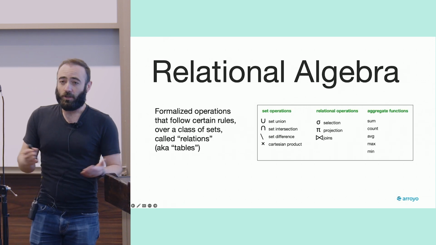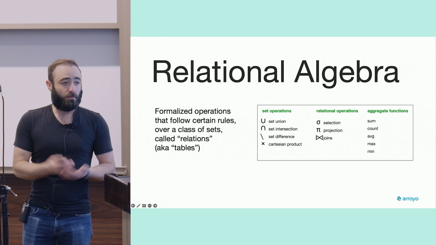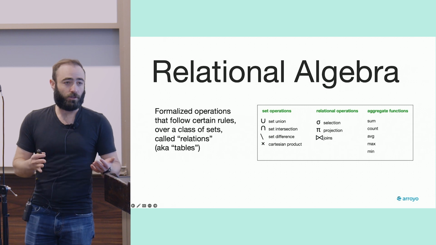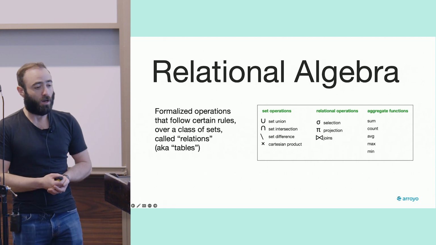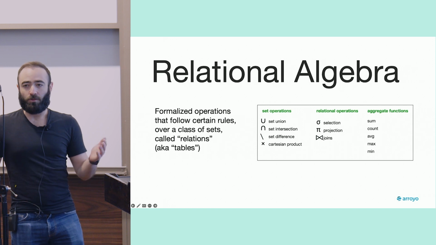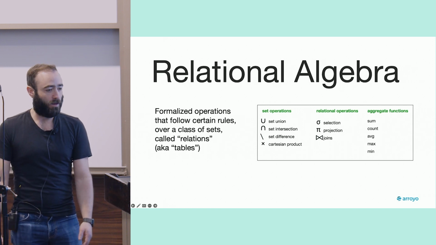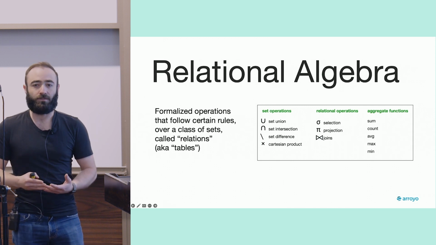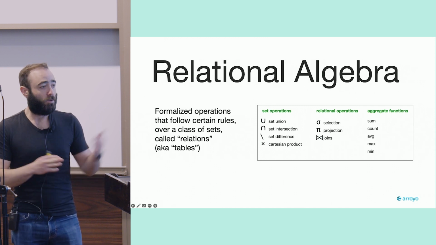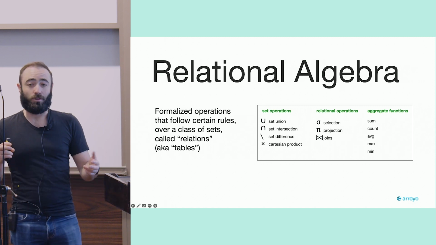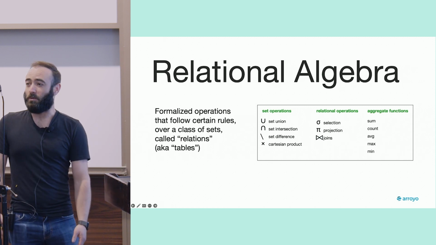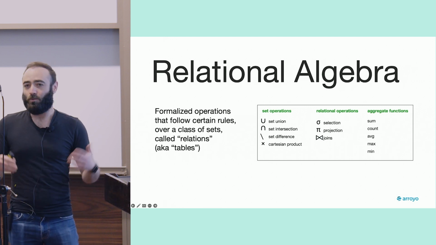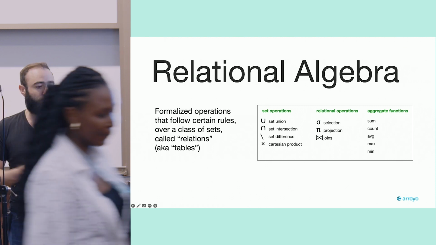So SQL, as I mentioned earlier, is based on this mathematical concept called relational algebra. This came out of the original relational algebra paper from 1970 from Edgar Codd. And algebra, for those of you who did not do university math, is just a set of formalized operations on a particular class of sets. So in relational algebra, that class of sets is called a relation, which you probably better know by the industry term table. So these are just ways of formally defining operations on tables.